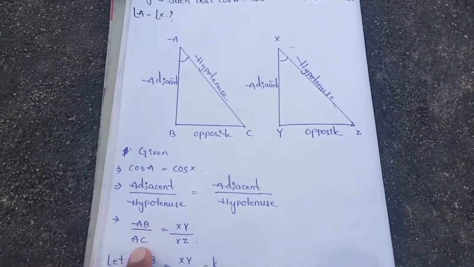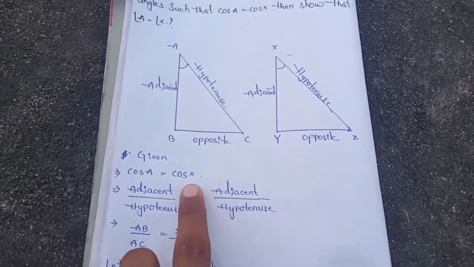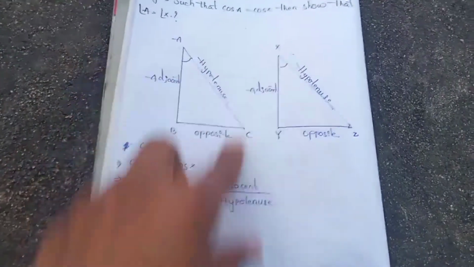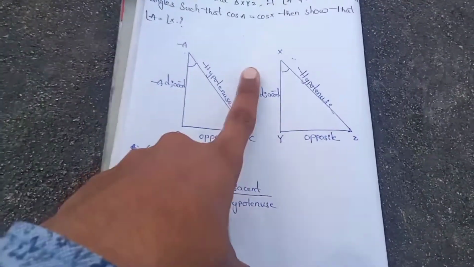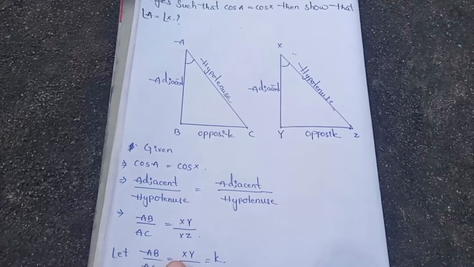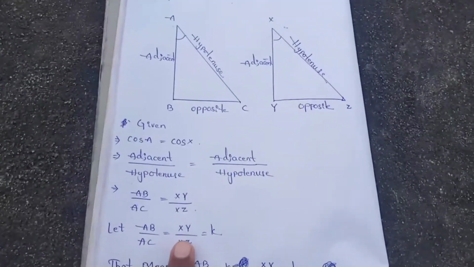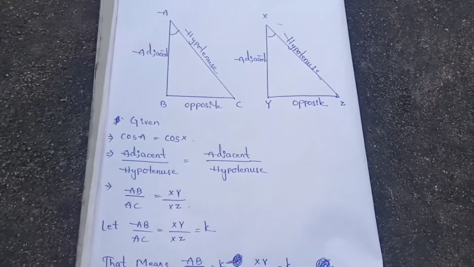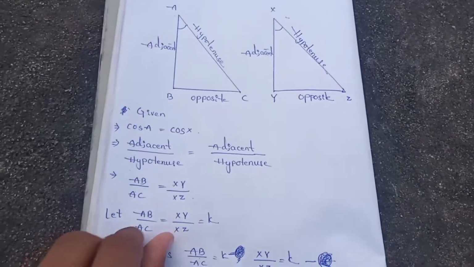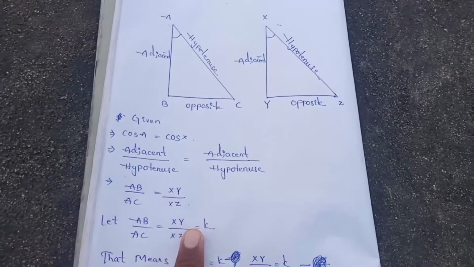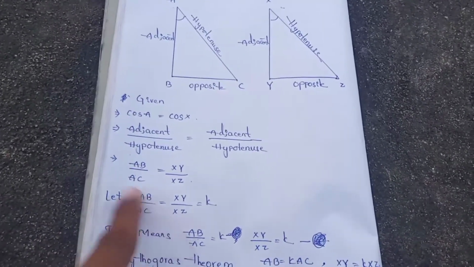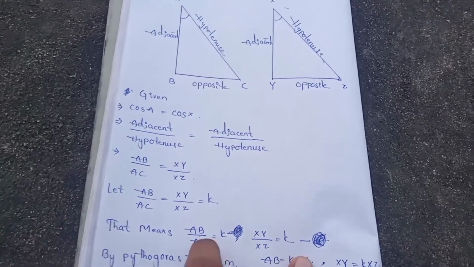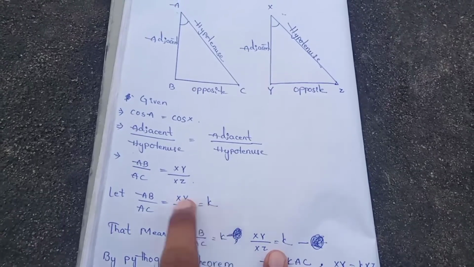Adjacent by hypotenuse, so AB by AC is equal to, when we point out angle X, XY is adjacent and XZ is hypotenuse. See, AB by AC is equal to XY by XZ is equal to K. Let us assume this as K. For both it is K. We have to separate it. That means AB by AC is equal to K and XY by XZ is equal to K.